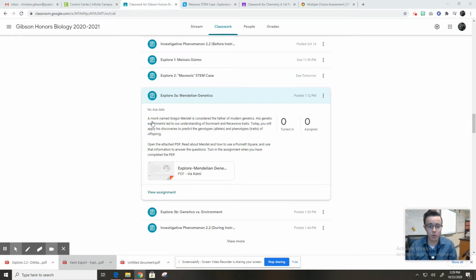Okay. So what we're going to do with combining his findings with your knowledge of meiosis and how those gametes are made and how all those alleles kind of get distributed into the gametes, we're going to use those two things together to predict the genotypes and the phenotypes of offspring of given parents in the scenario.